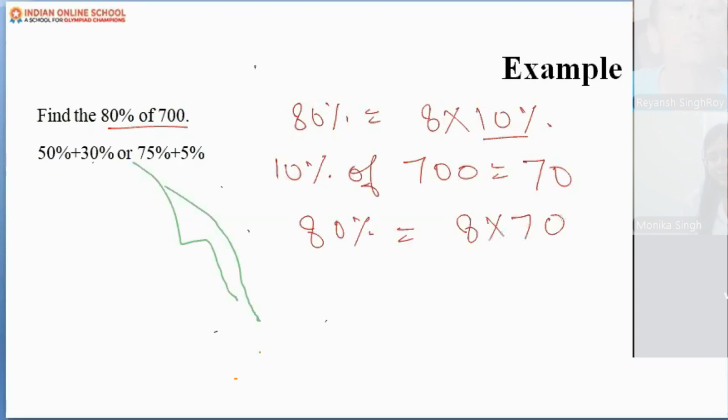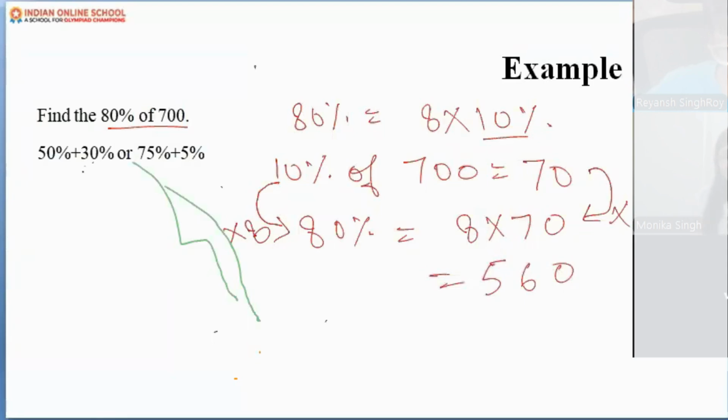Am I right or not? Yes, ma'am. How will you make 80% from 10? When you multiply it by 8. So the value we also multiply by 8 and we get 560. There is another method.